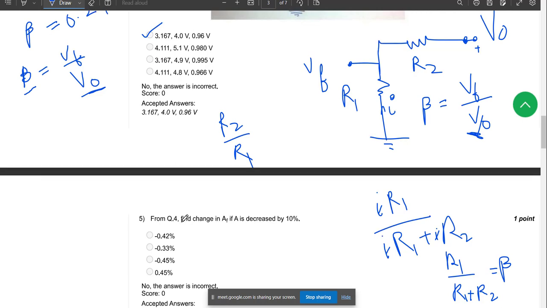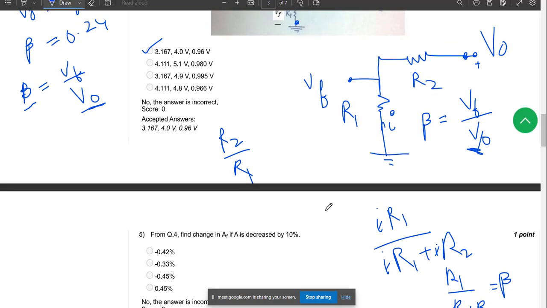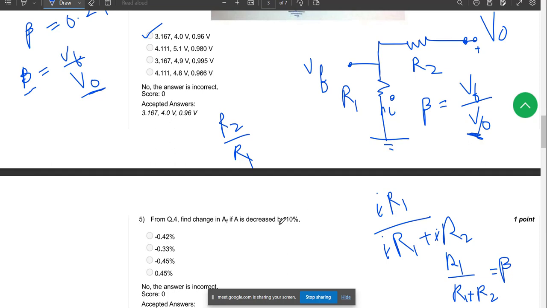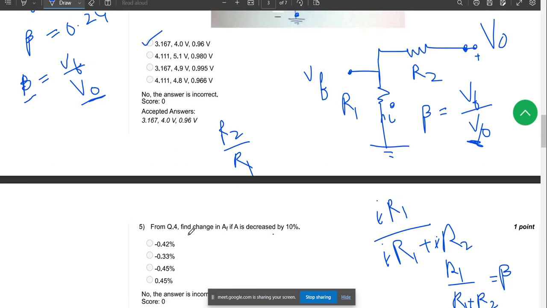Now I want every one of you to solve this question. I have already given you all the formulas. I have solved the circuit for you as well. So now you can find out the value, right? You just have to change the values and get it.